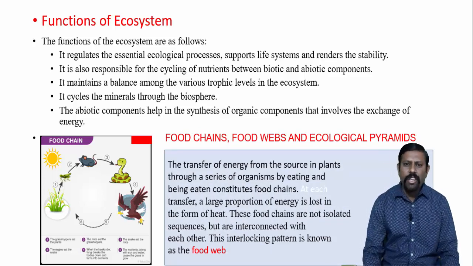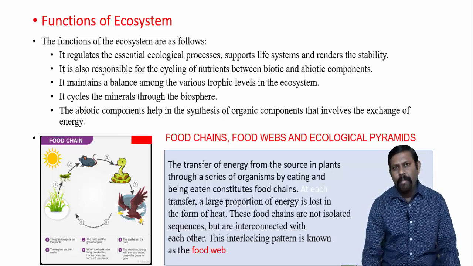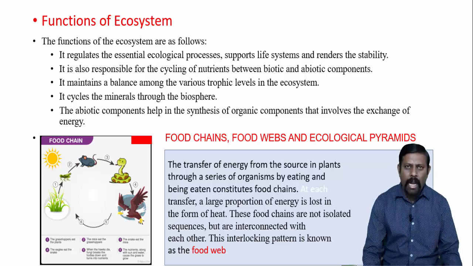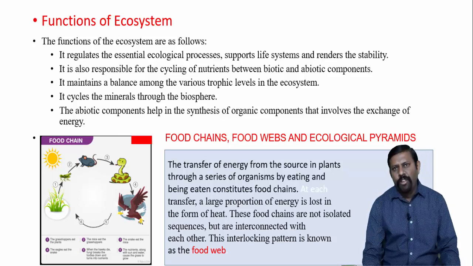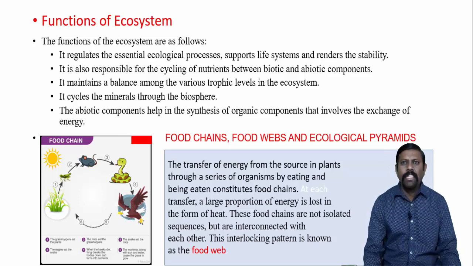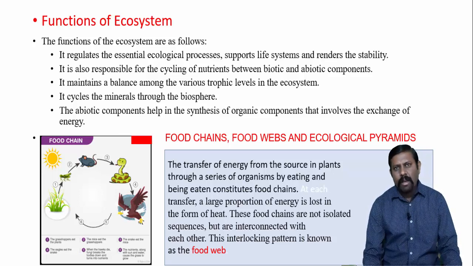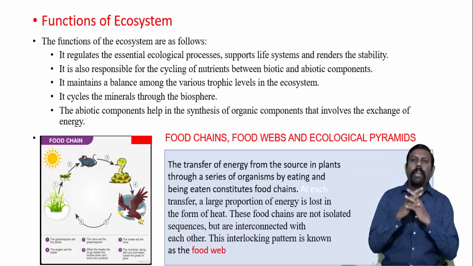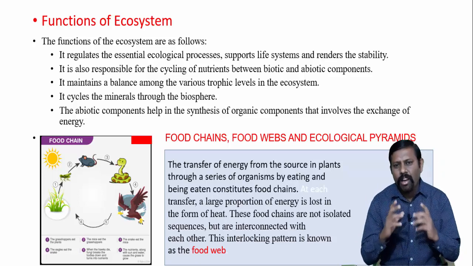The transfer of energy from the source in plants to a series of organisms by eating and being eaten constitutes a food chain. At each transfer, a large proportion of energy is lost in the form of heat. These food chains are not isolated sequences but are interconnected with each other. This interlocking pattern is known as the food web.